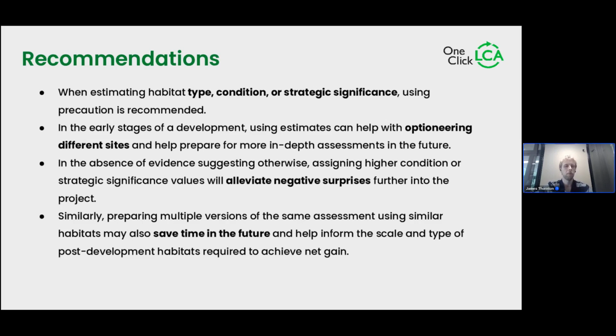An example of that would be assigning a condition value or a strategic significance value that's higher in your baseline, the pre-development value, and maybe a bit lower in your post-development, so that you're prepared. You prepare yourself for the worst case scenario, like I've lost all of these biodiversity units from the baseline, I really need to go the extra mile to create something new. So if in the future you get a more detailed assessment of that site and it comes back easier, that's just going to be a lot simpler for you.